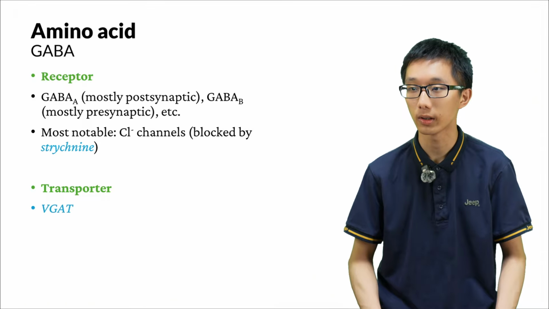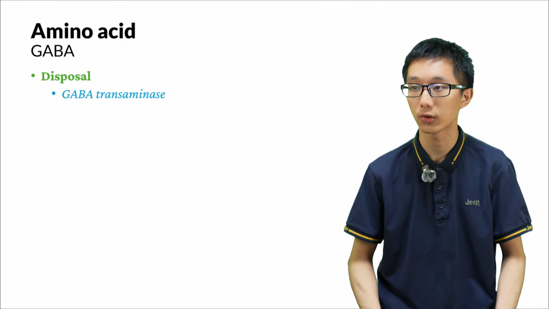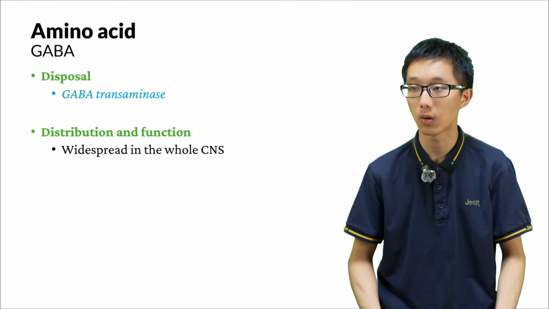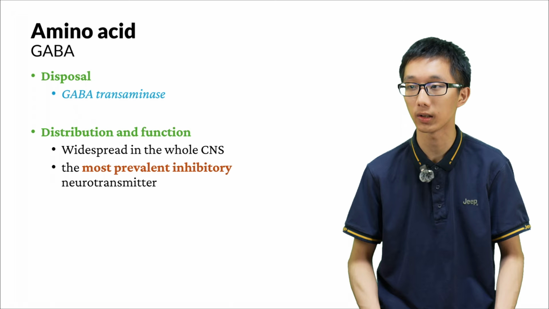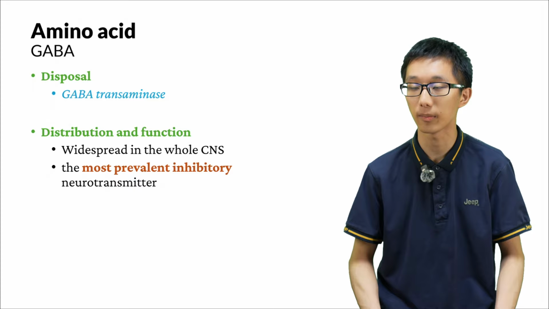In terms of transporter, the transporter's name is VGAT. GABA is disposed by GABA transaminase. It is widespread in the whole central nervous system, just like glutamate. It is the most prevalent inhibitory neurotransmitter in the central nervous system. However, in the peripheral nervous system, many times glycine is used as an inhibitory neurotransmitter. Glycine is the simplest amino acid. It only has an amino group and a carboxyl group, and it is very simple. That is the most used inhibitory neurotransmitter in the peripheral system, so be sure not to confound GABA and glycine.